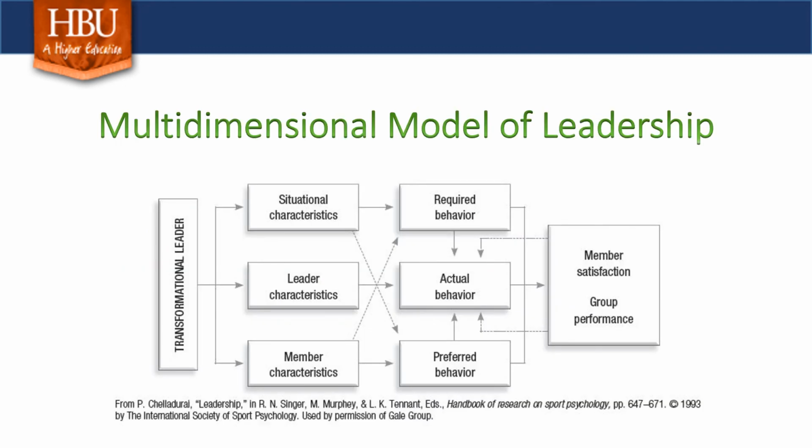The multidimensional model of leadership shown here is an attempt to synthesize and reconcile some existing theories on leadership. There are 3 states of leader behavior: required, preferred, and actual. And there are ultimately 3 variables that determine the leader's behavior. That's those situational characteristics, our member characteristics, as well as our leader characteristics. Notice our transformational leader will work towards those variables as well as leader behavior, and ultimately work towards member satisfaction and group performance.